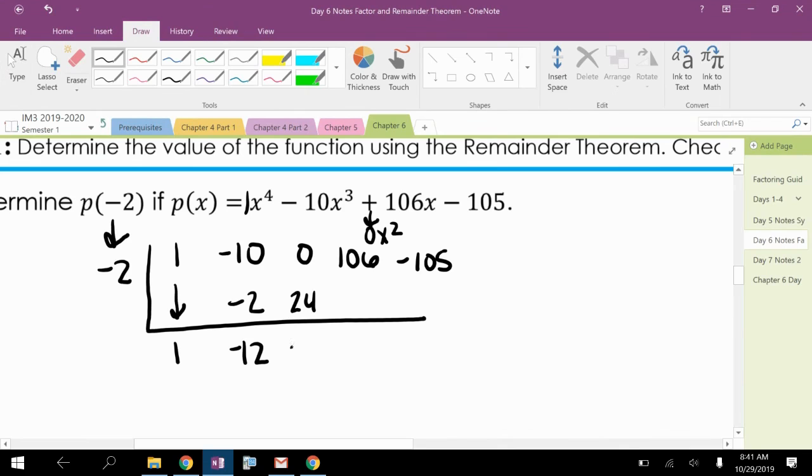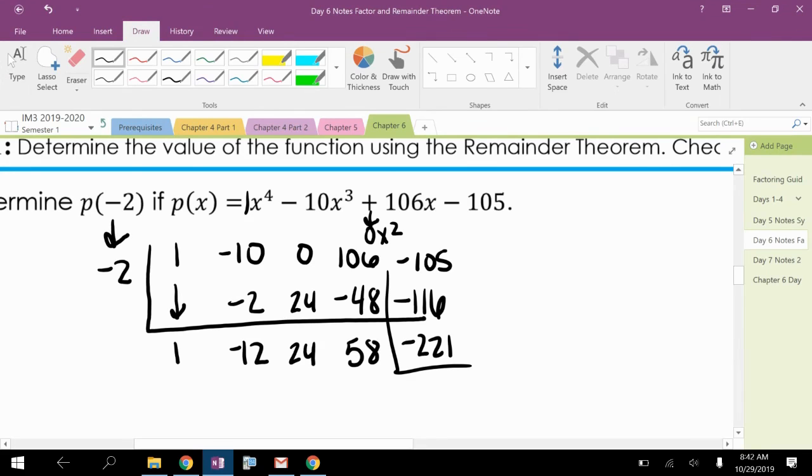So I get 24. Outside, you multiply. -2 times a +24 gets me a -48. 48. Thank you for those that were doing that. 106 minus 48 is 58. When you multiply, you get -116. Add straight down, and you get -221.